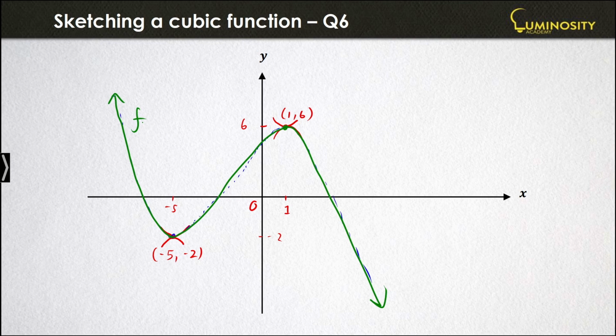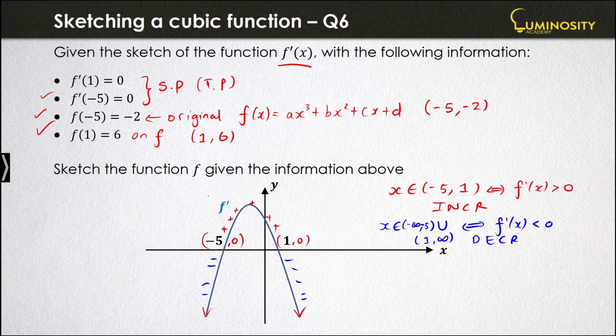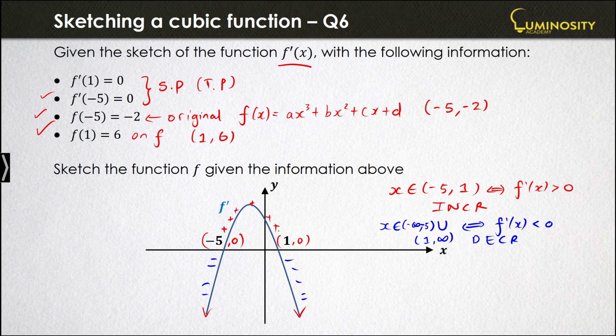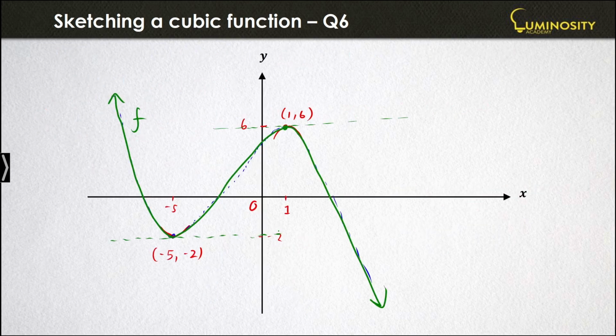Let's see that it matches all the properties again. So f prime at 1 is 0. There's the tangent line at x equals 1. It's a turning point. At negative 5 is also a turning point, so the gradient of the tangent line is 0. f at negative 5 is negative 2, which is what we have here. And then f at 1 is 6, which is what we have here.